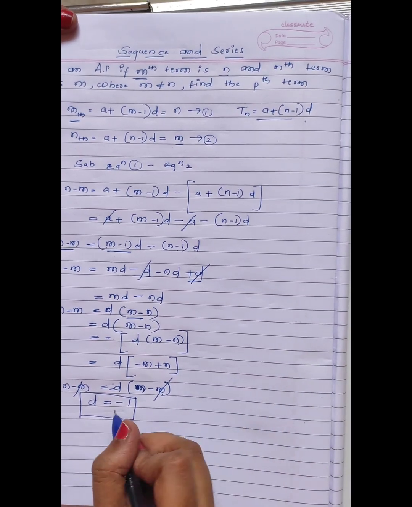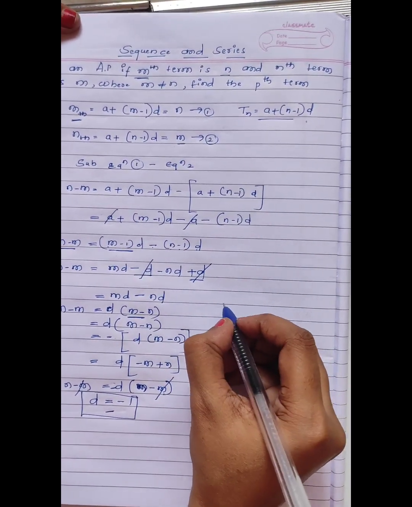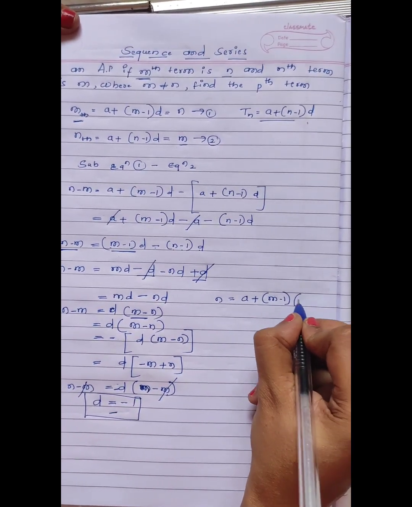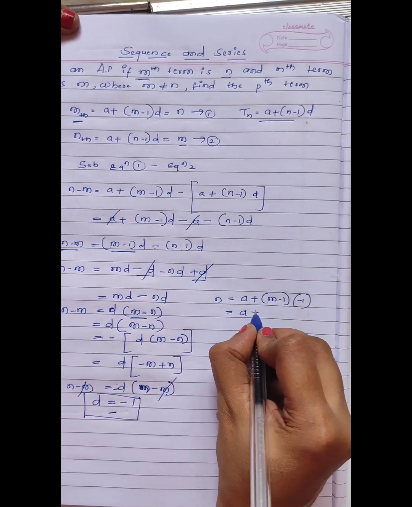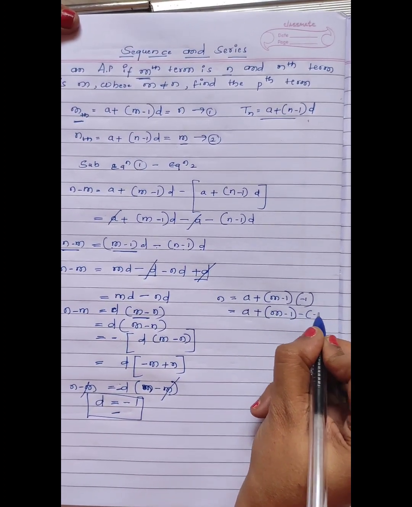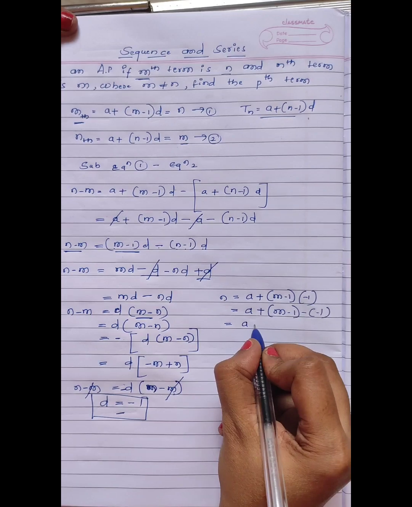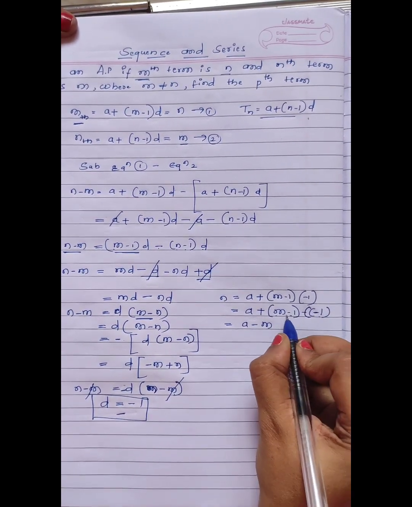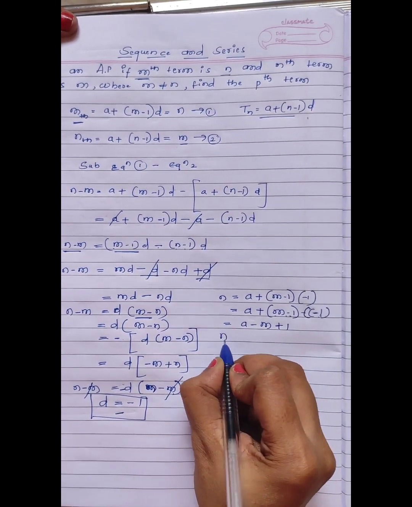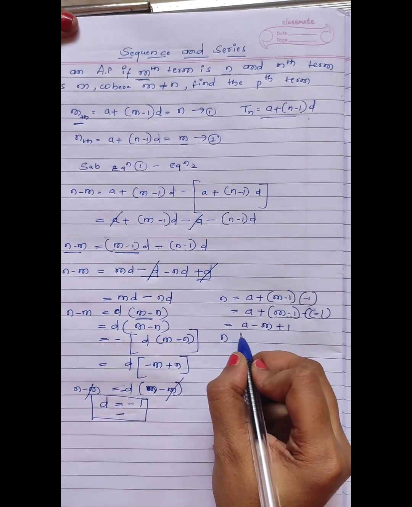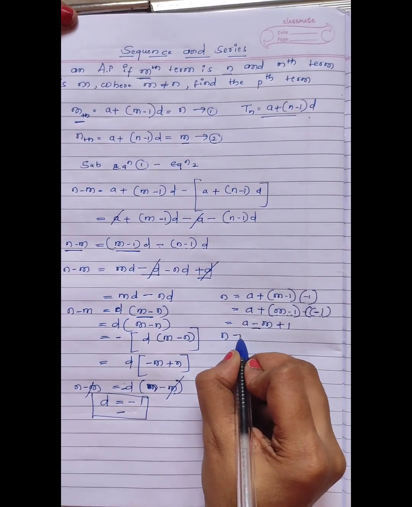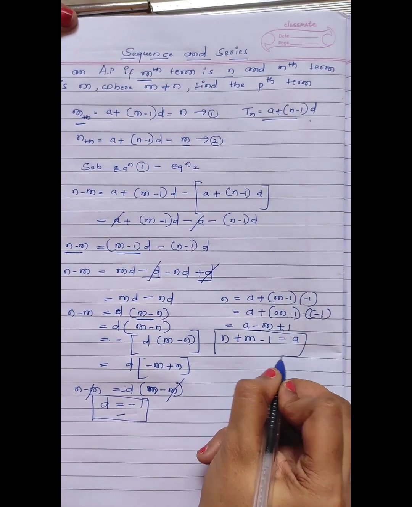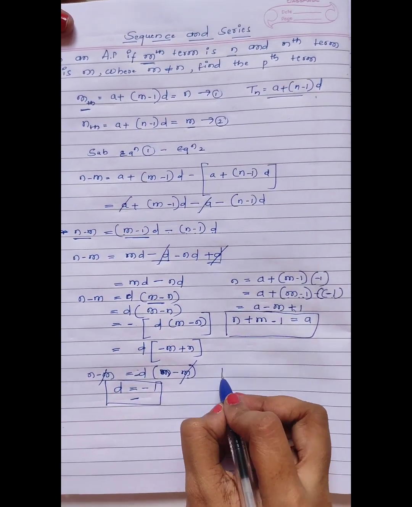Here we can substitute d = −1 in any one equation. So n = a + (m − 1) into −1, so a + m into −1, minus m, and −1 into −1 is plus 1. So n, this goes to this side as minus, m goes this side as plus m, minus 1, equals a. We got the a value and d value, so we can find the pth term.